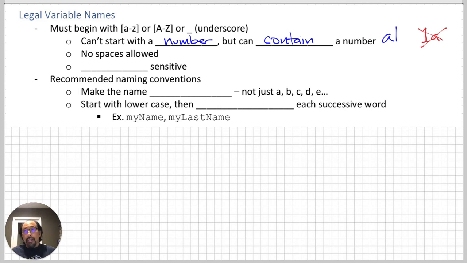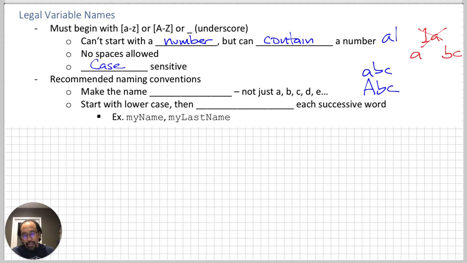Now, spaces are not allowed, so you can't have something like A space B C. It is case sensitive, so that means that little a, little b, little c is different as a variable name from capital A, B, C. These are interpreted as 2 different variable names.